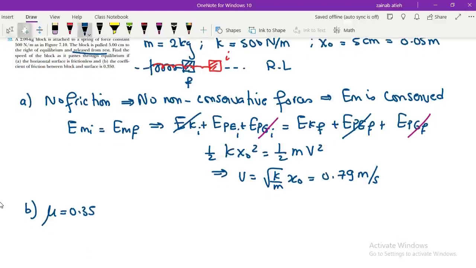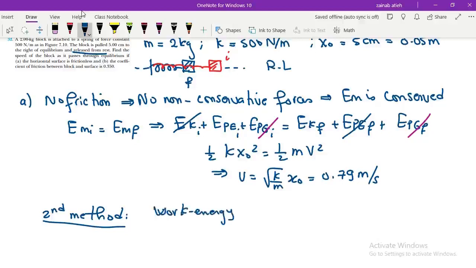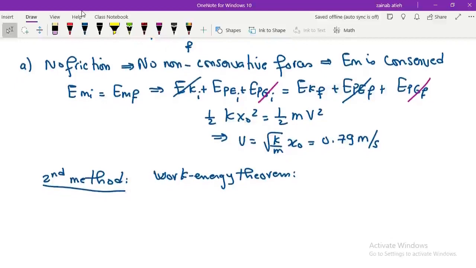Before talking about this part, I'd like to solve the first part in a different way. Let me erase and solve the first part in a different way. A second method; you can use any method you like. Second method: you can use the work energy theorem. They are all the same, but I prefer the first one. You'll see me solving using the first one. I feel it's easier and causes fewer mistakes for students, so I usually use it.